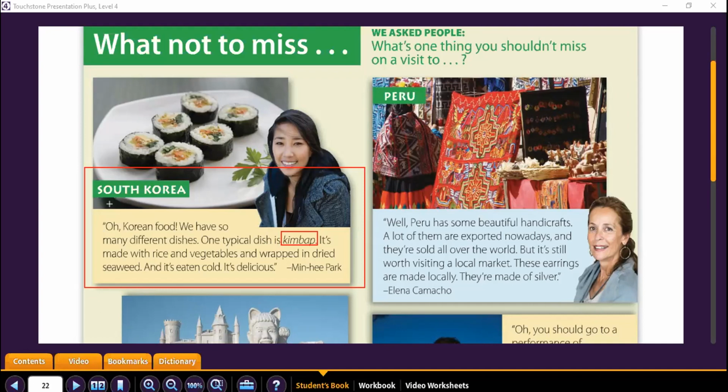For example, here we have, vamos a ver qué es este kimbap. Nos dice, it's made with rice and vegetables and is wrapped in dried seaweed. Hasta aquí entendemos, ¿no es cierto? Está hecho de arroz y vegetales and wrapped. Do you know what's the meaning of wrapped? Envuelto. Exacto. Y es envuelto, ¿sí?